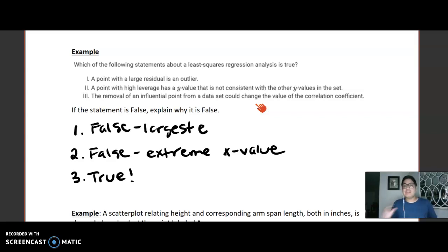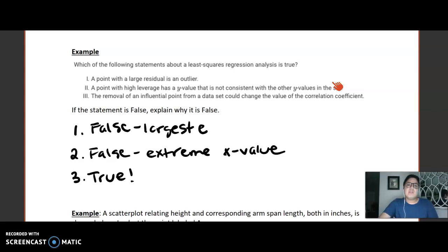All right, so hopefully not too challenging here, but you can see that the change of just one slight word changes the entire interpretation. So a point with a large residual is an outlier. That is totally possible. However, an outlier is typically the largest residual. A point with high leverage has a y value that is not consistent with the other y values. False, we're looking at extreme x values here.